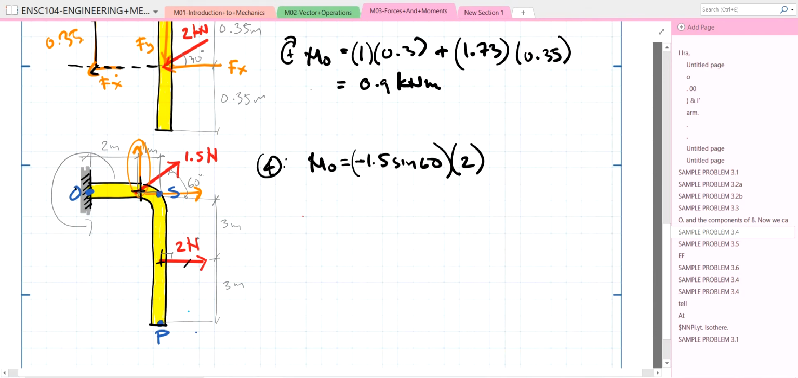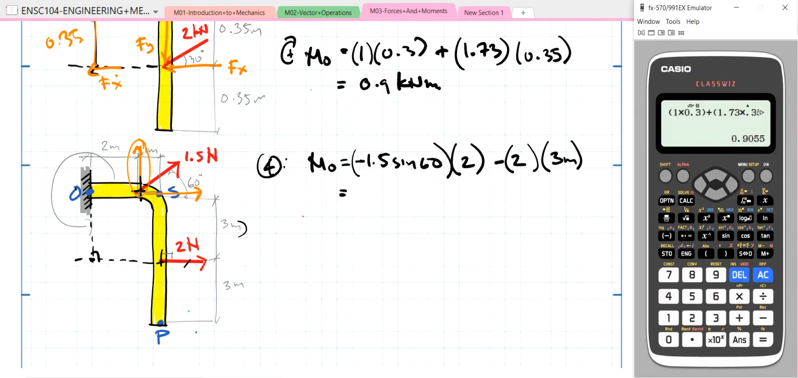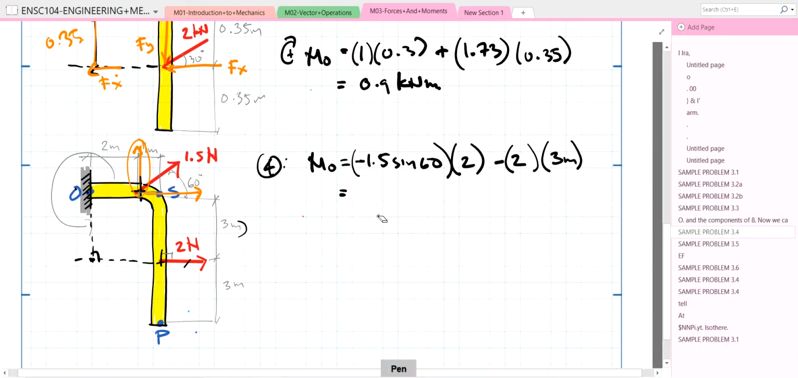Next is this. The 2 newton force will cause a counterclockwise rotation, so that's going to be minus 2, the magnitude of the force, times the moment arm. Here's the perpendicular distance, which is 3 meters from point O. So if you do this, 1.5 sine 60 times 2, times negative 1 because it's negative, minus 2 times 3, 6. This is 8.9 newton meter, because those are our forces, and meter.